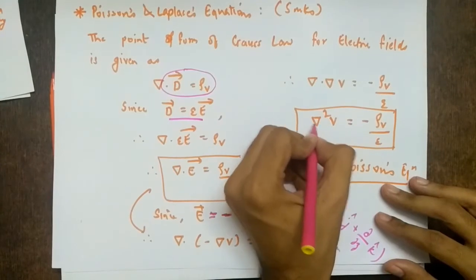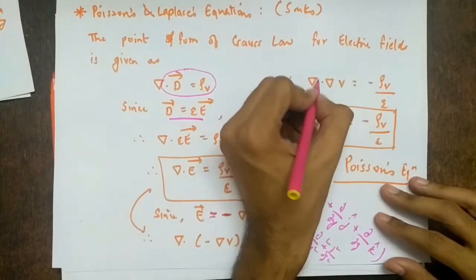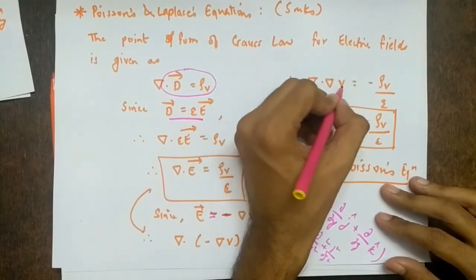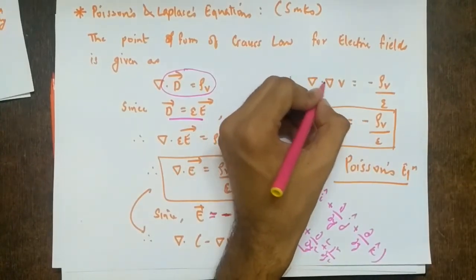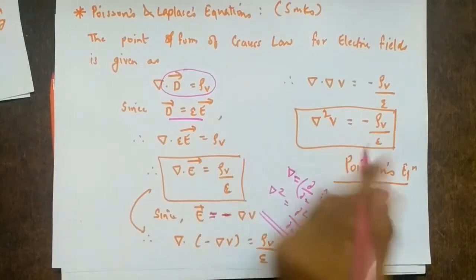And I said del square is a scalar. It is not a vector, remember, even though del is a vector. Because del dot del is what? Dot product. And we have seen in the very first or second lecture that dot product always gives a scalar. So this is a scalar.